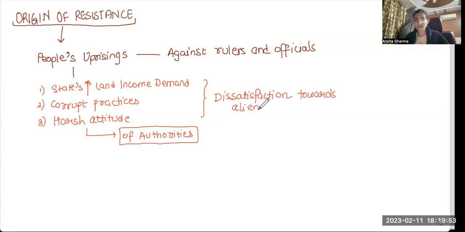towards the alien government. What is the alien government here? Let me know in the comment section. Who am I calling the alien government over here? कौन है यहाँ पर एलियन गवर्नमेंट? Yes Vatsalya, very good. The Britishers are the alien government over here. Very good Ishwar, Rishabh, very good. Alien government is the Britishers.